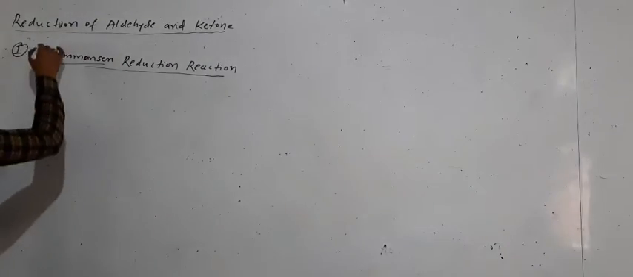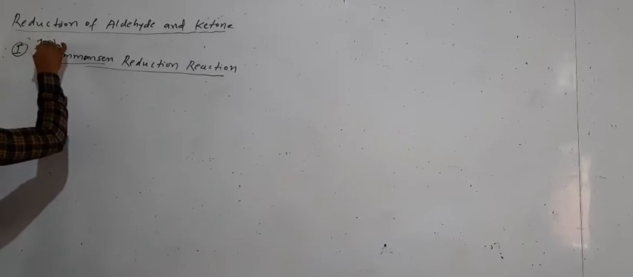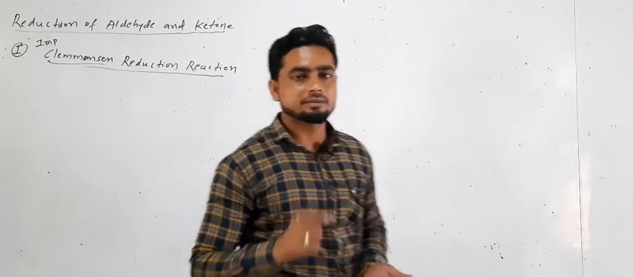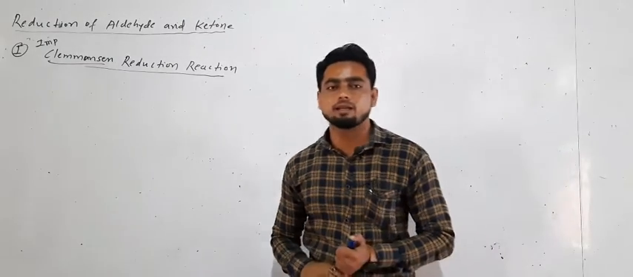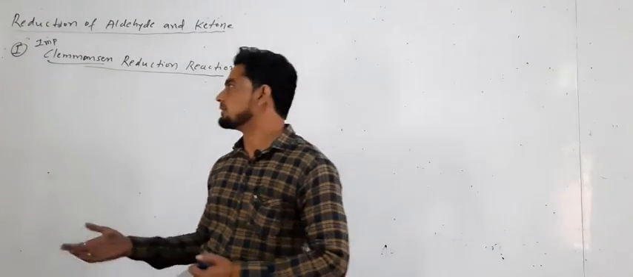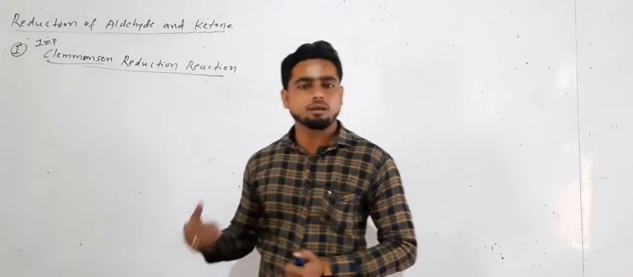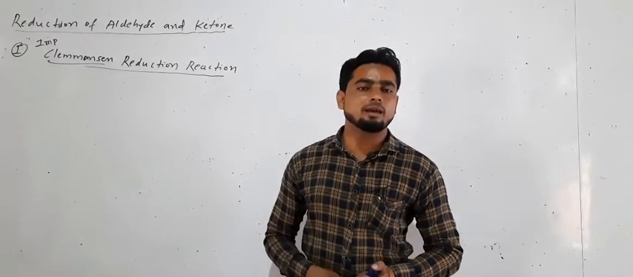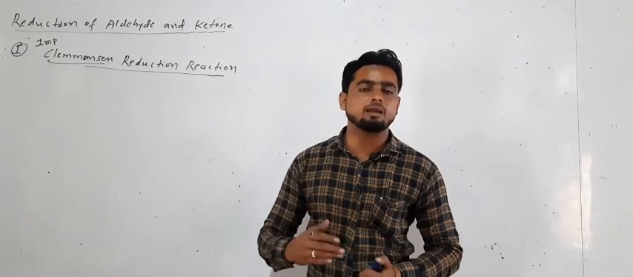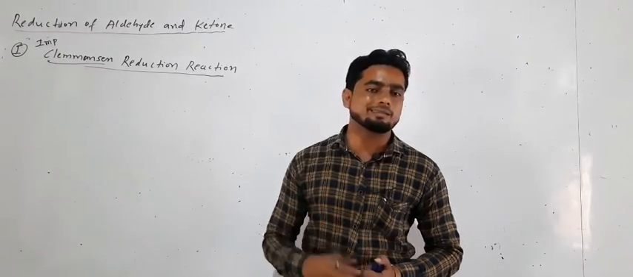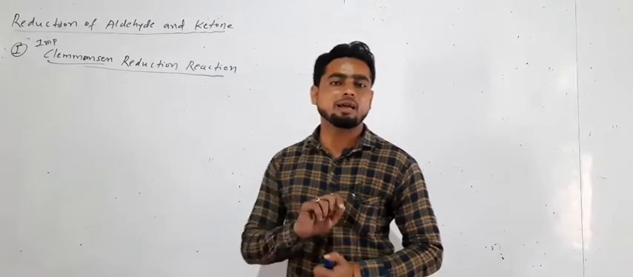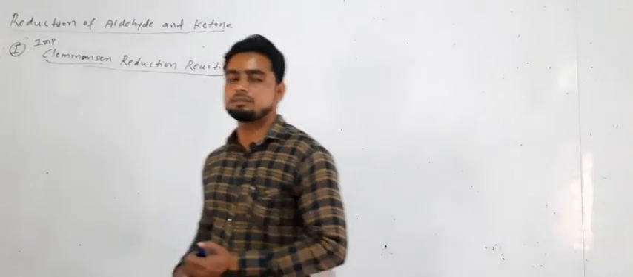Now this question is asked in examination for 2 marks. It is a very important question. What is the Clemmensen reduction reaction? First we write the explanation, then next we write the chemical reaction. In this reaction, when the aldehyde and ketone react with hydrogen in the presence of zinc amalgam and concentrated HCl, we get an alkane, a member of alkane, or methylene. It is called a Clemmensen reduction reaction.